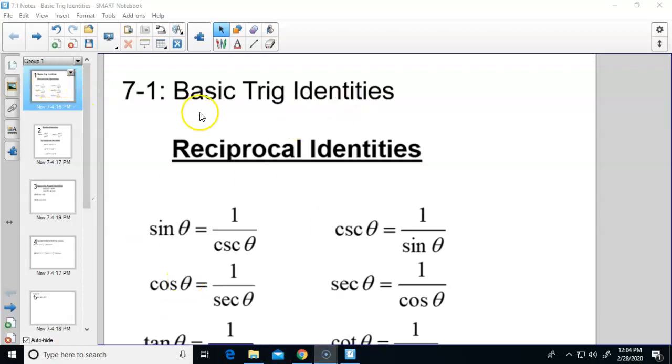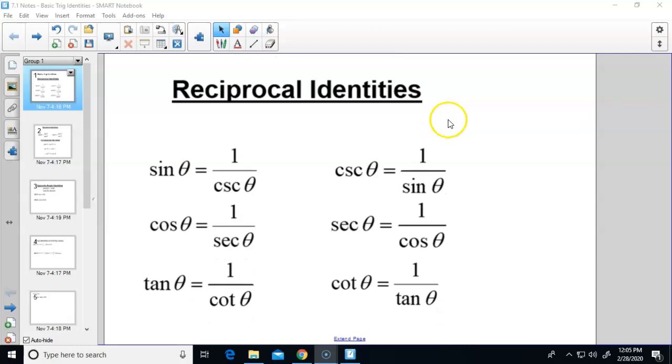This section deals with basic trig identities, and trig identities are relationships about trig functions that we know are true. So the first 3 slides of this are just going to be giving you some of those trig identities. The first set of trig identities that we need to know are our reciprocal identities. We've already talked about these a little bit.